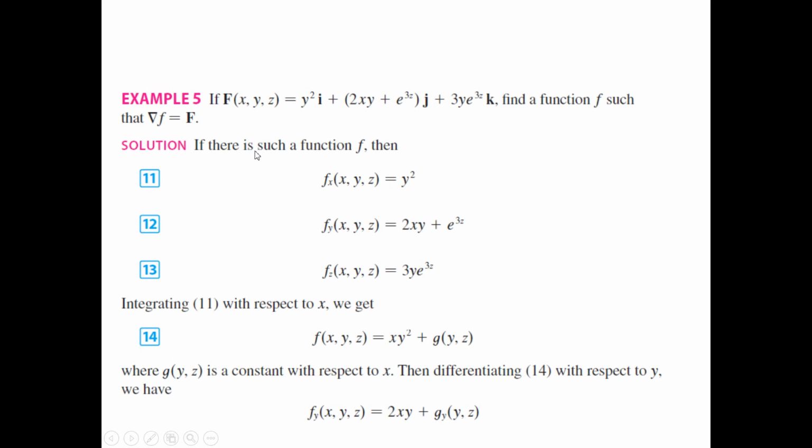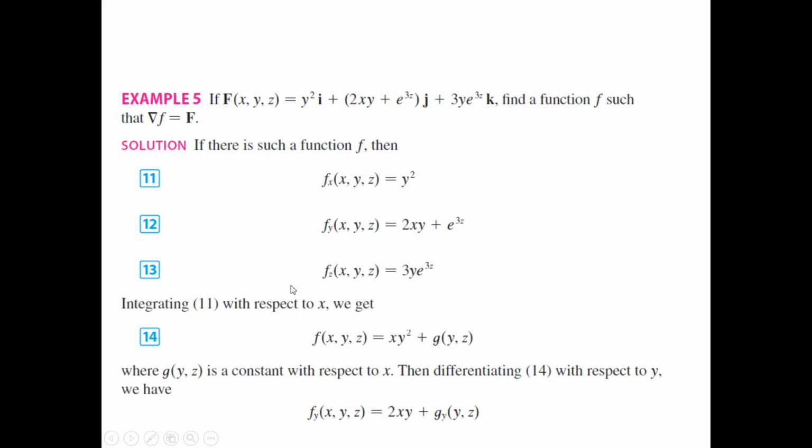Now example number 5. This is an example in space, that is, a vector field of 3 variables. F of x y z is equal to y square i plus 2xy plus e to the 3z j plus 3y e to the 3z k. Find a function f such that del f is equal to F. Again, partial f by partial x is given by y square, partial f by partial y is given by 2x plus e to the power 3z, and partial f by partial z is given by 3y e to the 3z.